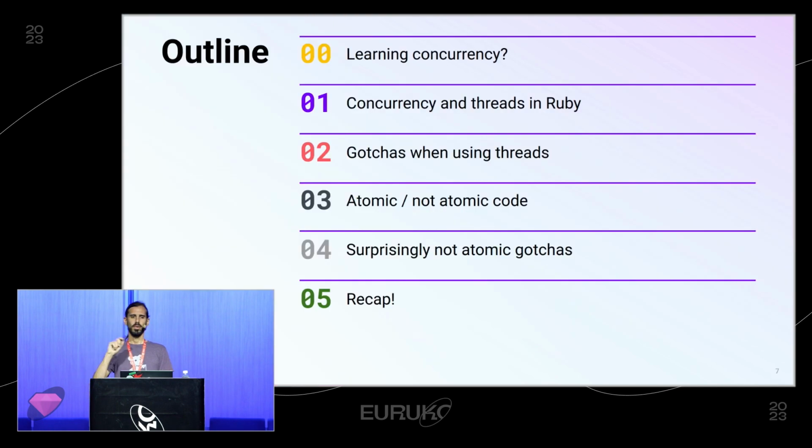OK, so a bit of an outline. We'll talk about why it's interesting to learn concurrency. Then a bit about concurrency in Ruby and threads, which are one kind of concurrency that Ruby offers. Then a few gotchas using threads. Then we'll discuss what is atomic and not atomic code. Then a few examples of things that you might think should be atomic, but actually aren't. And then we'll finish with a bit of a recap.